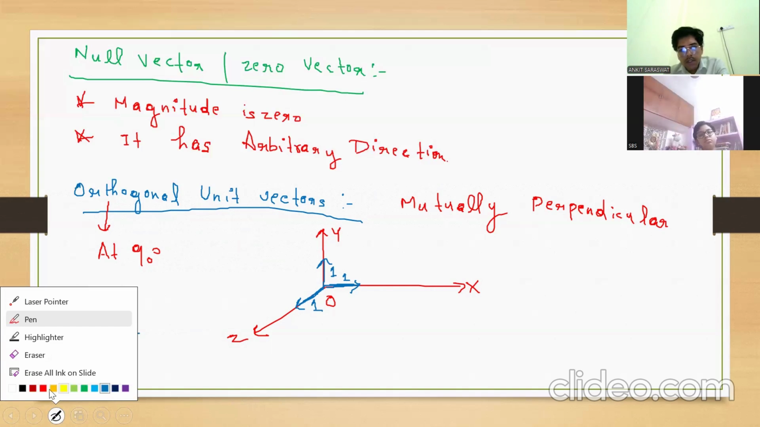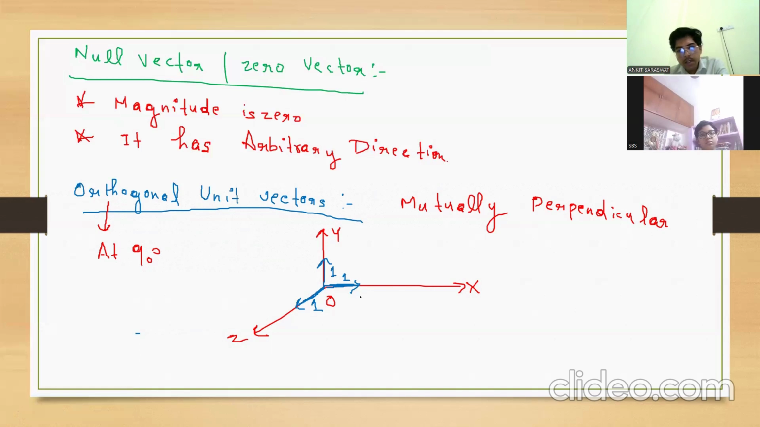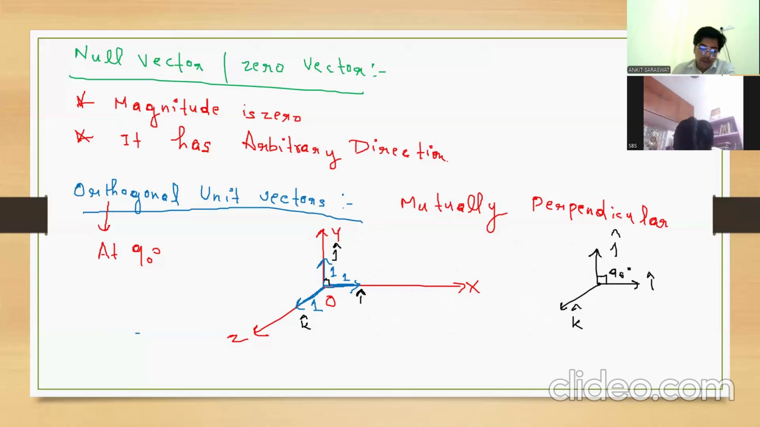Now, the unit vector which is in the direction of the x axis is known as i cap. The unit vector along the y axis, we say j cap. This is k cap. Clear? i cap, j cap, k cap, and you can check all are at 90 degrees. So they are mutually perpendicular. Is it clear to you? Yes, sir, it's clear.